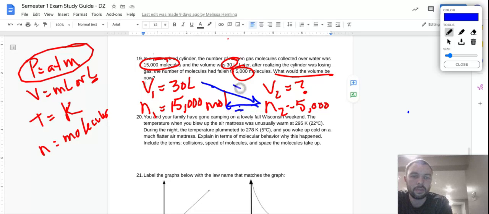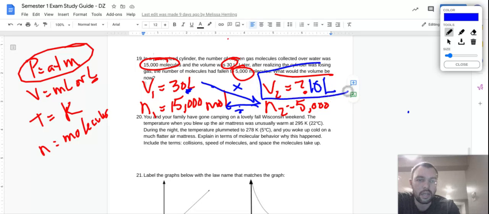We always cross multiply unless it's Boyle's law. We need to divide that by 15,000. Got to be careful with your zeros here. All right, that would be 10. And that would be liters because its volume is liters here. So our answer should be 10 liters.